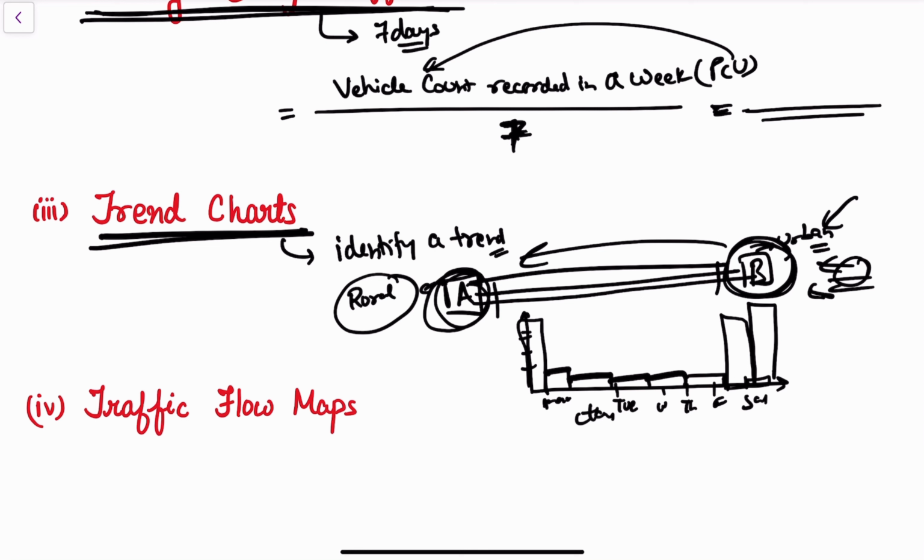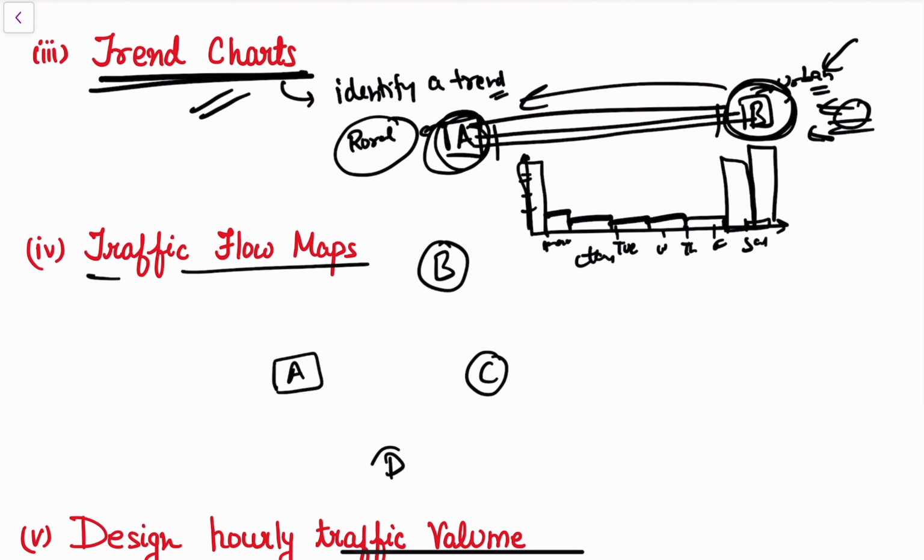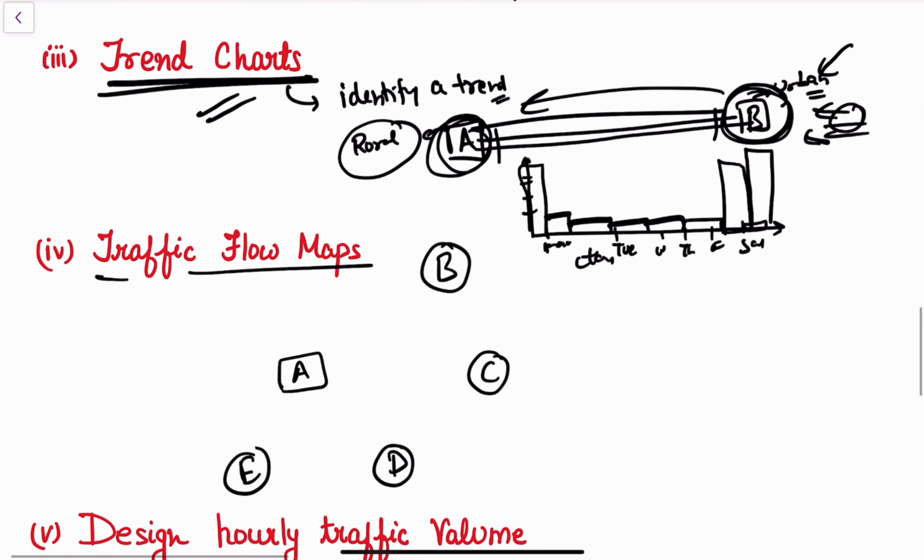So from the traffic volume study, we are able to get a trend of movement of vehicles, right? Then the traffic flow map we can get. So suppose again there is a station A and there are a number of roads like B, C, D, E, any point, right? So B can be an industrial area, C can be schools and colleges, D can be a shopping mall area, and E can be a residential area. Likewise, A is also a residential area.